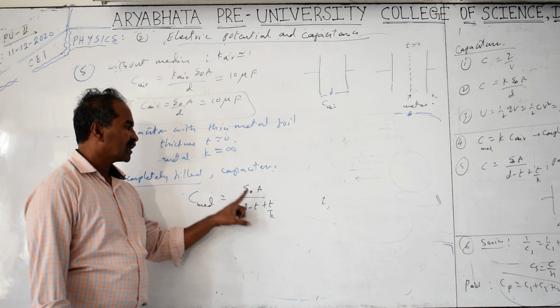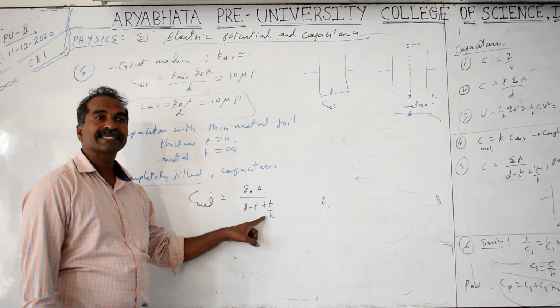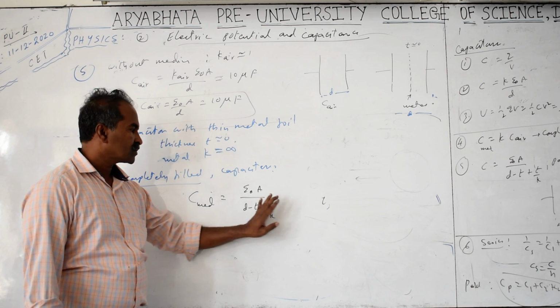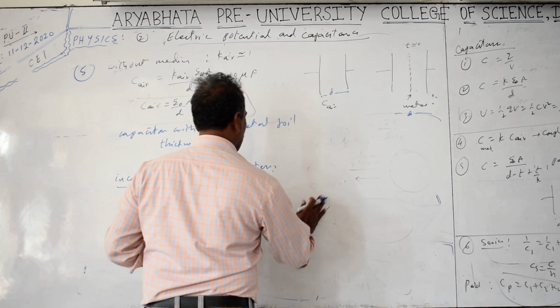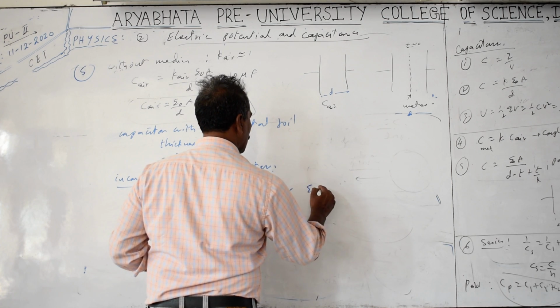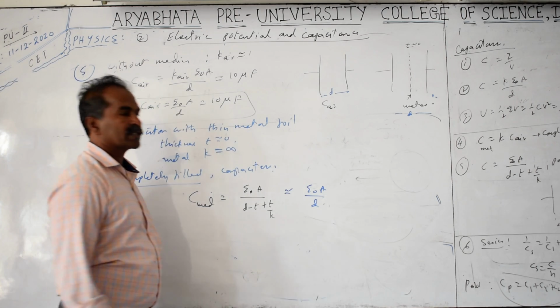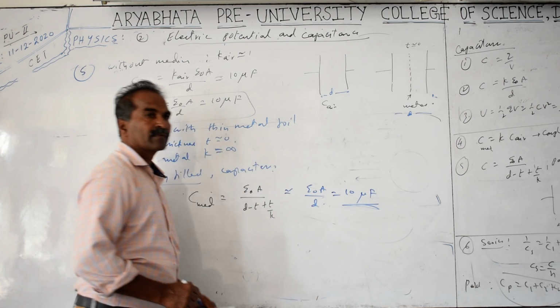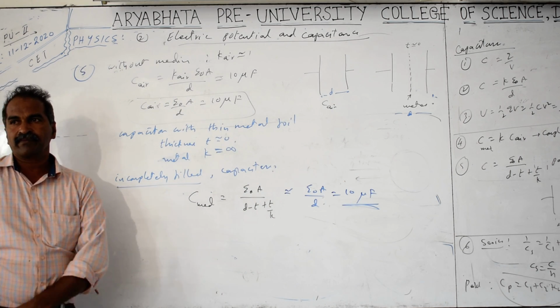But in this case, only one sheet we inserted. Thickness is negligible, almost zero. K is how much? Metal, infinity. So this K is infinity, and anything by infinity is zero. So this is 0, and this is also 0. So what you get, C is approximately equal to epsilon naught A by d only, which is 10 microfarads. So the result won't change. C with medium is also equal to 10 microfarads.